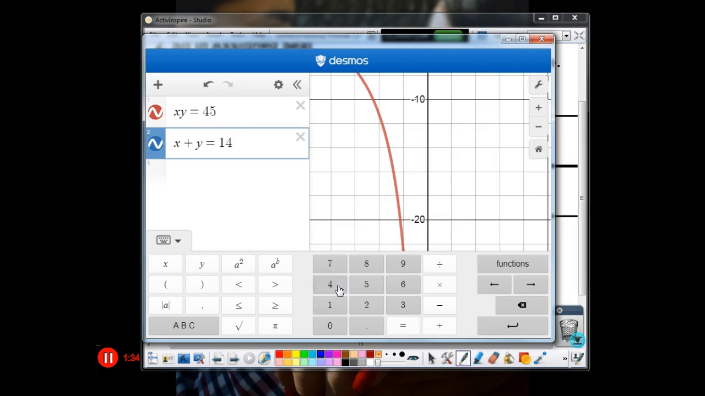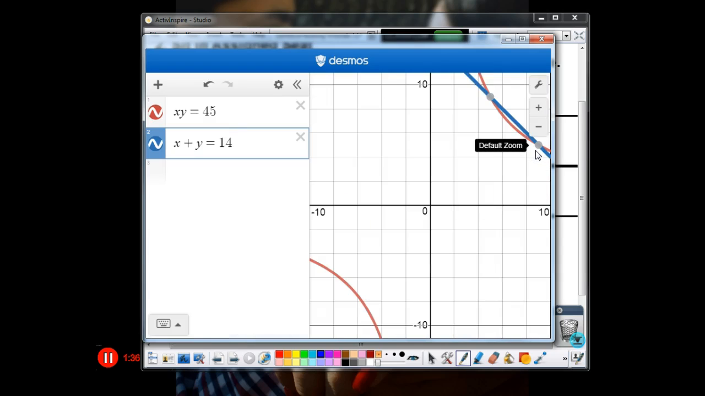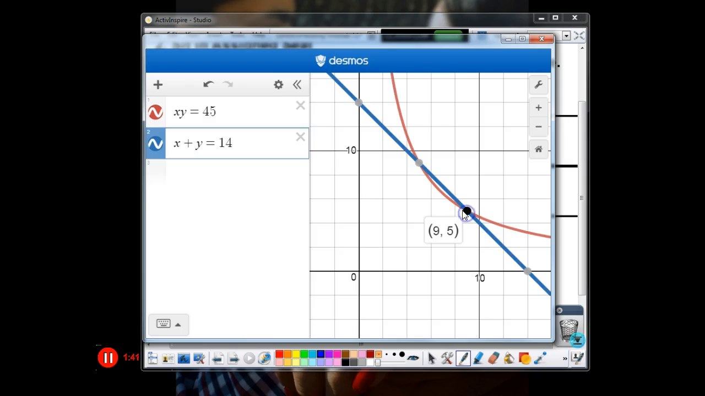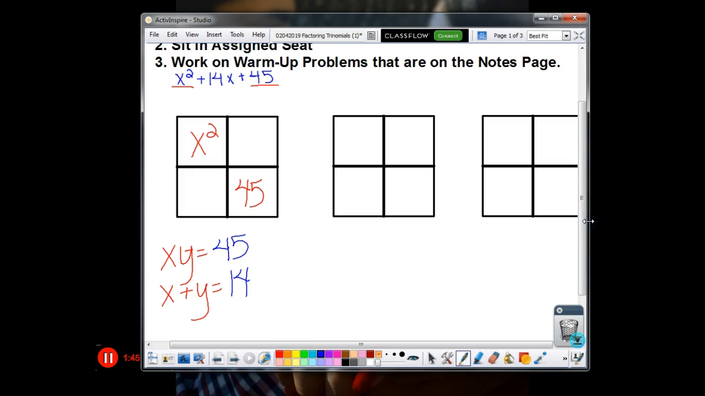Okay, so xy equals 45, x plus y equals 14, so you got to find your intersections. They're right here, and again, they're the same numbers, 5 and 9. Right, so this is 5x and 9x.